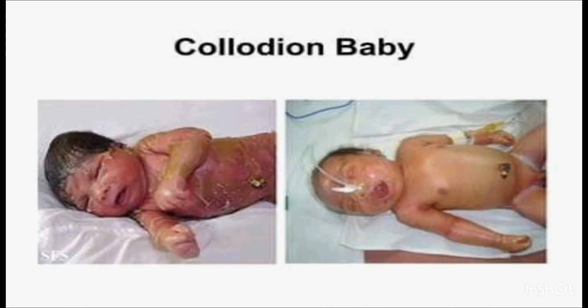Next is collodion baby. Collodion baby is a descriptive term for an infant who is born encased in a tight, shiny membrane that resembles plastic wrap. The collodion baby is not a disease entity, but is the first expression of some forms of ichthyosis.